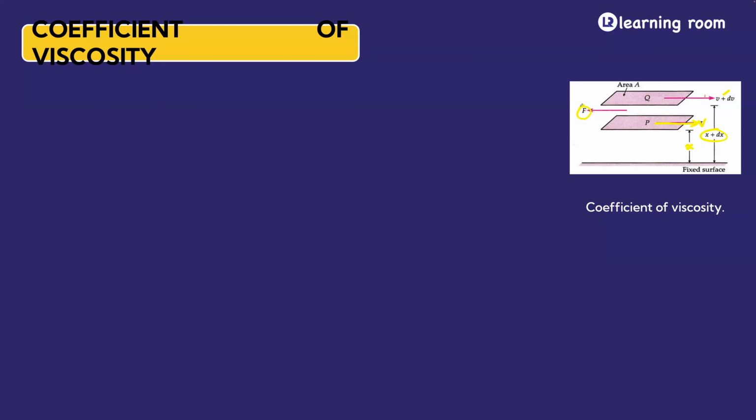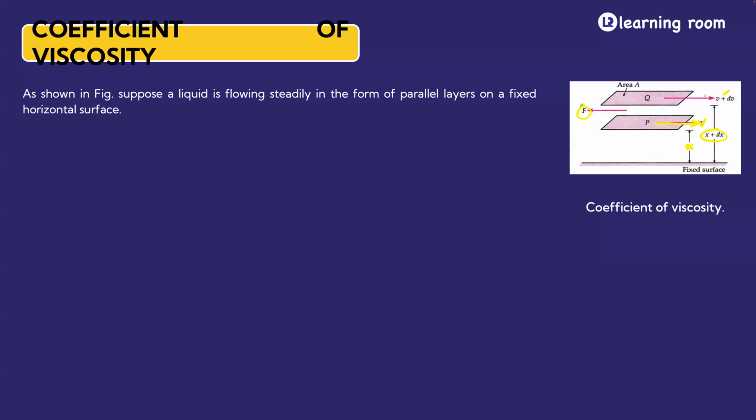Let's say the bottom layer's distance from the fixed surface is x. Then the distance from the fixed surface to the top surface is going to be x plus dx. Have this in mind. Now the question is, this viscous force is observed to be directly proportional to something.